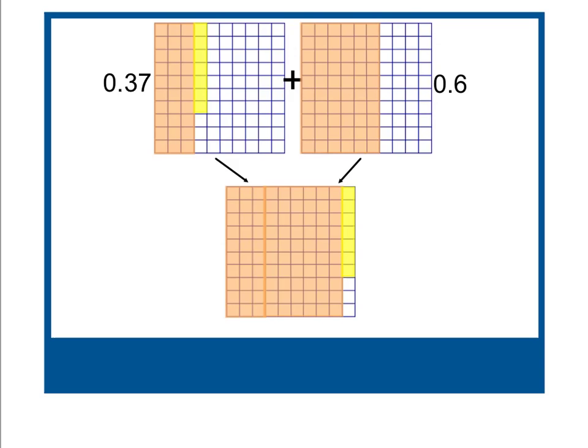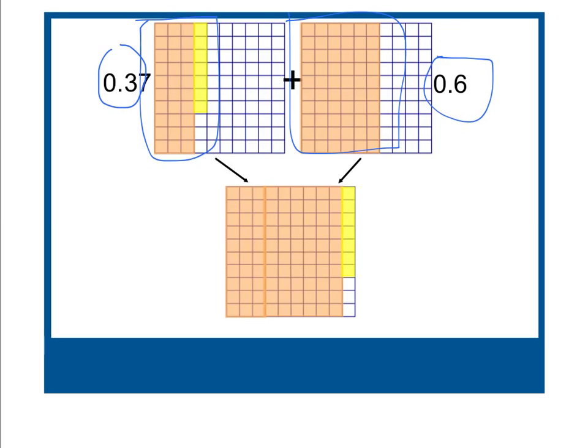In this lesson, we're going to look at visual models of adding and subtracting decimals and translate them into how we do it without our visual models. So here you can see two different decimals. You've got the decimal 37 hundredths, and the decimal 6 tenths. And you can see the pictures of them here and here.